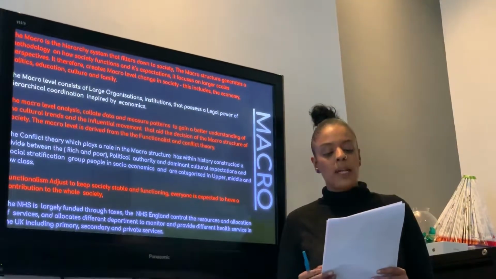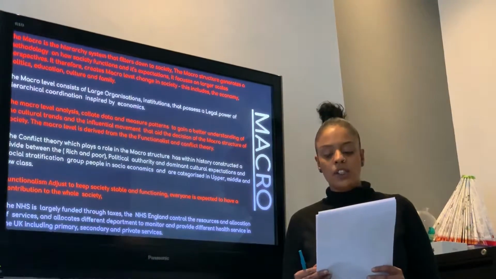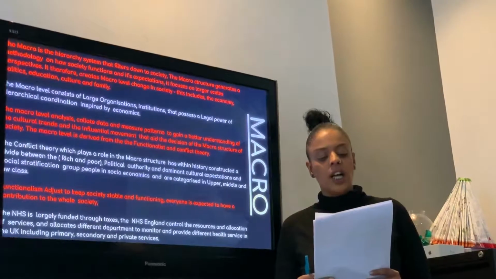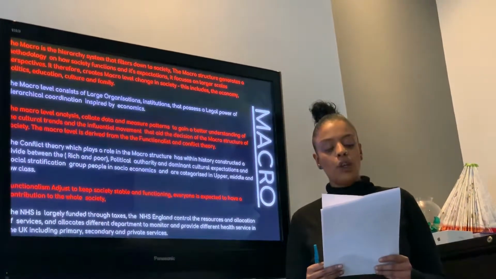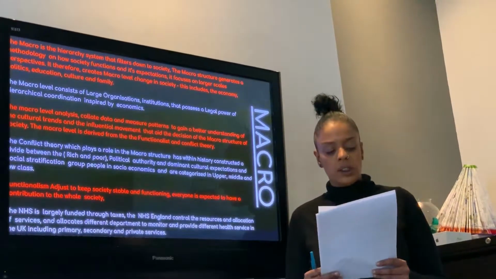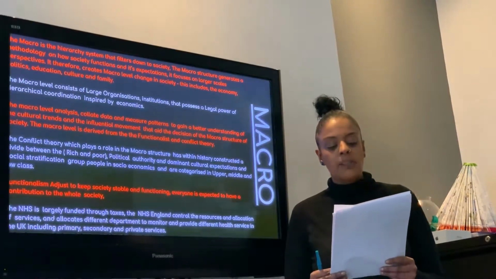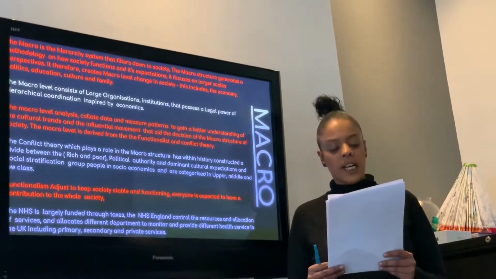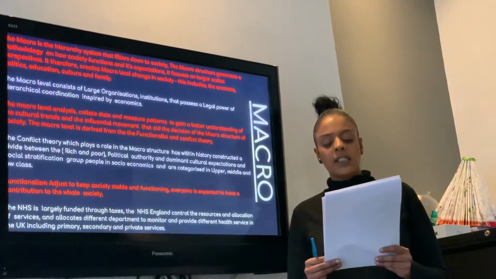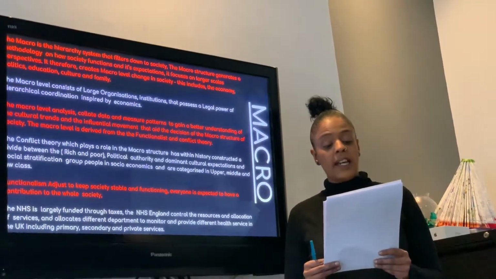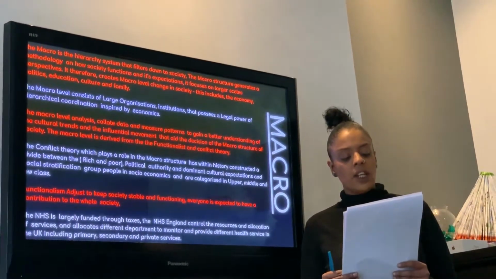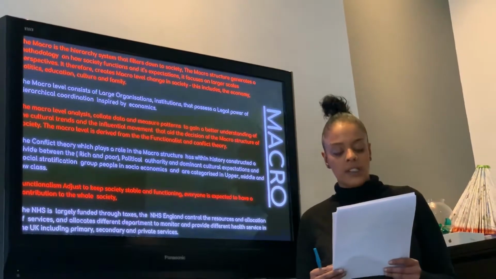The conflict theory, which plays a role in the macro structure, has within history constructed the divide between the rich and the poor. Political authorities and dominant cultural expectation, social stratification group people in socio-economics and are categorised in upper, middle and low class. Functionalism adjusts to keep society stable and functioning. Everyone is expected to have a contribution to the whole of society. The NHS is largely funded through taxes. The NHS England control the resources and allocation of services and allocates different departments to monitor and provide different health services in the UK, including primary, secondary and private services.